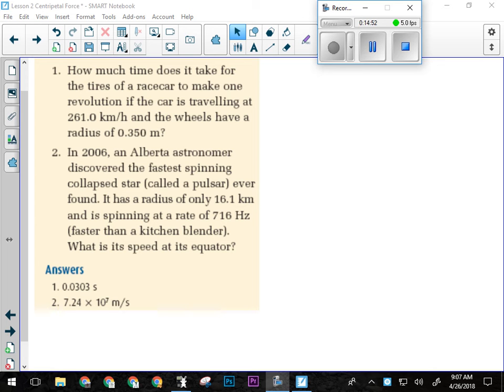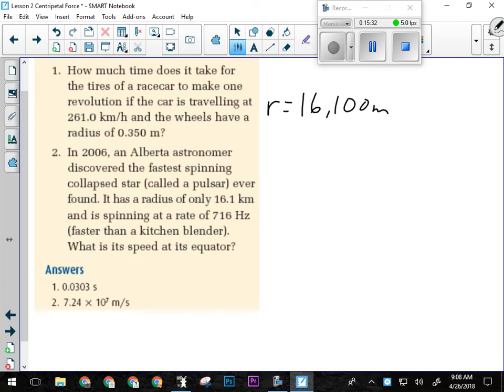So, in 2006, an Alberta astronomer discovered the fastest spinning collapsed star, okay, which is known as a pulsar. Okay, it's called a pulsar because actually in an X-ray telescope it pulses. Okay, so it was the fastest spinning one ever found. It only has a radius of 16.1 kilometers, which is 16,100 meters. Okay, and is spinning at a rate of 716 hertz. That means it spins around entirely 716 times in 1 second.